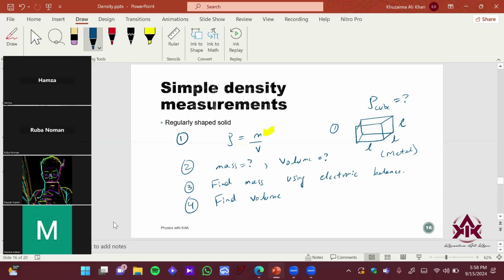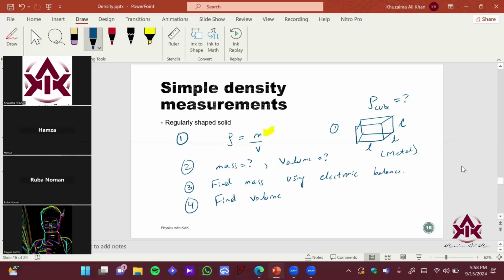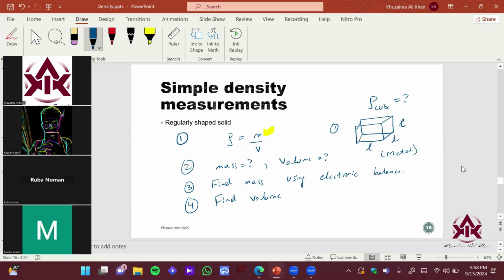Good. The SI unit of density is kilogram per cubic meter, right? We're going to derive them in a while, how it comes about, okay? You can't just use length cubed, but we have to find out the density, we don't know the density. I don't know which metal it is made of.